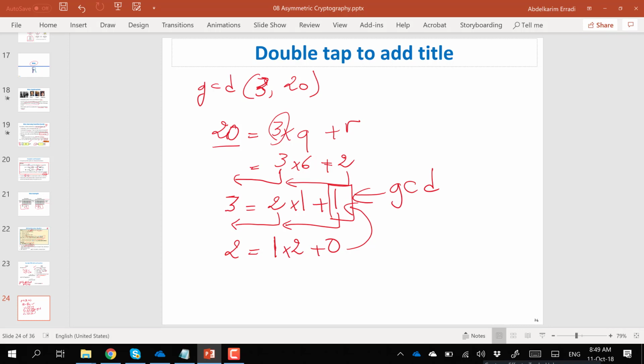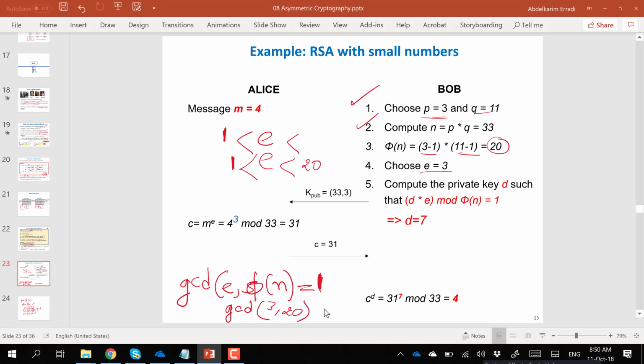This is an algorithm developed 2,300 years ago. It's still in use, very widely used. Asymmetric cryptography relies on this. Okay. Now, are we happy with 3? Did we prove that 3 satisfies the condition? Yes? Okay.